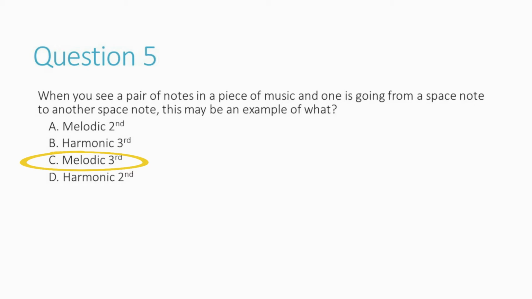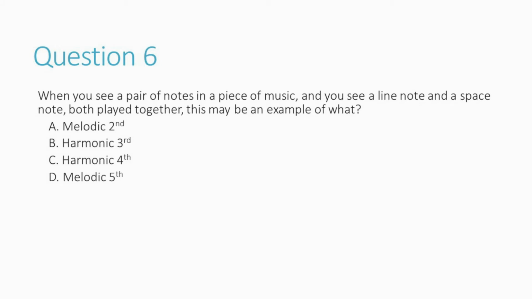Melodic third. Question 6. When you see a pair of notes in a piece of music and you see a line note and a space note both played together, this may be an example of what? A. Melodic second, B. Harmonic third, C. Harmonic fourth, or D. Melodic fifth.